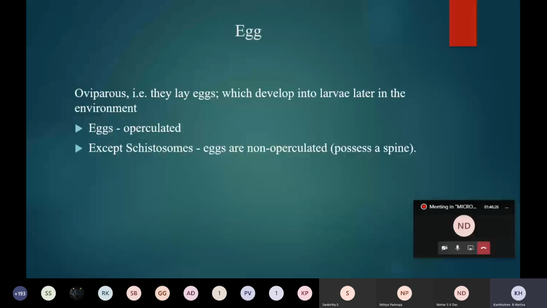So coming to the egg. Trematodes are oviparous. That is, they lay eggs which will develop into larvae later in the environment. The eggs are operculated. That is, they have a lid-like structure. Except schistosomes, where eggs are non-operculated, but the schistosomal eggs possess a spine.